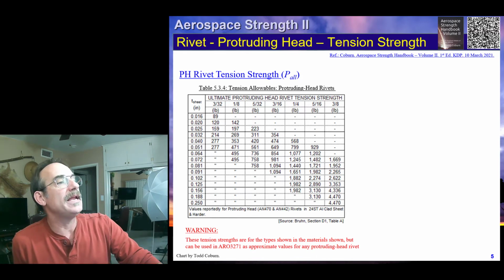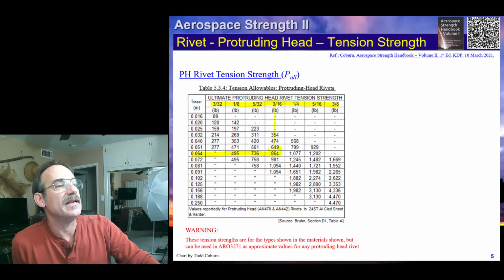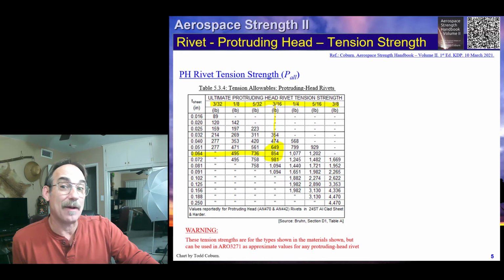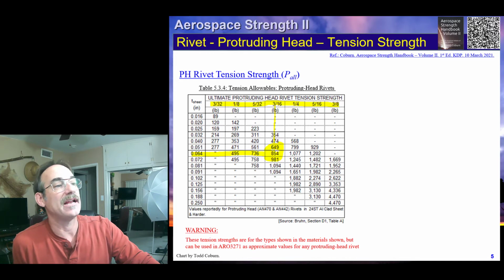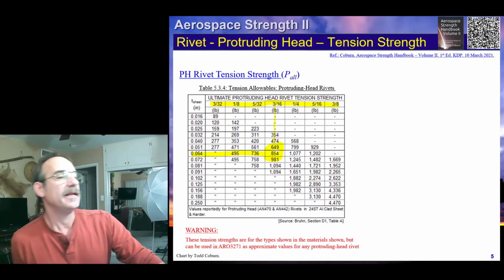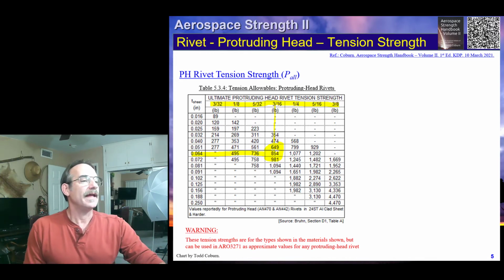Okay, so what we're going to do here, once again, is first find what diameter of rivet we have, and then look at the thickness of the thinnest sheet that's attaching it, and that will give us our rivet tension allowable in pounds. Okay, you got that? You'll notice that shear allowable, that was in pounds that we did in the first slide. Our bearing allowable was in pounds, and our tension allowable is once again in pounds. Okay, that's how it works.